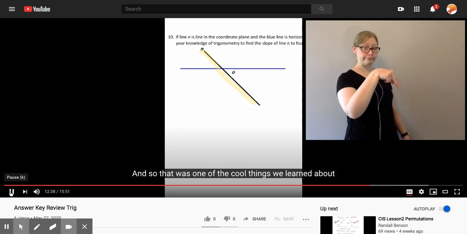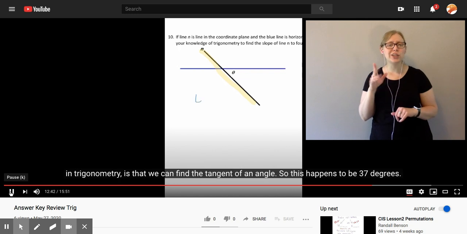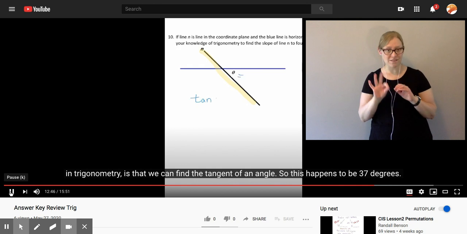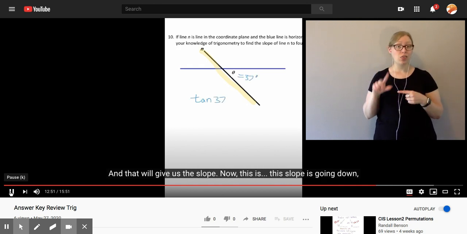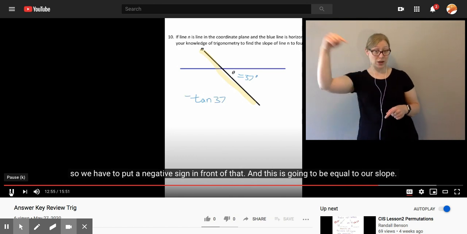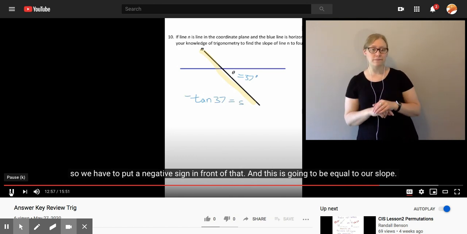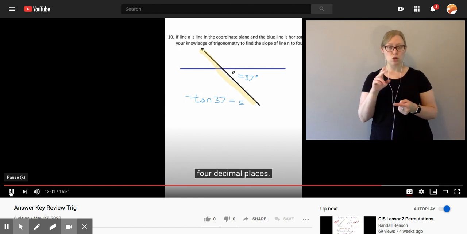And so that was one of the cool things we learned about in trigonometry, is that we can find the tangent of an angle. So this happens to be 37 degrees, and that will give us the slope. Now this slope is going down, so we have to put a negative sign in front of that, and this is going to be equal to our slope. And so we can do that to 4 decimal places.